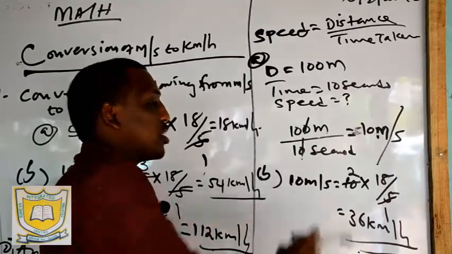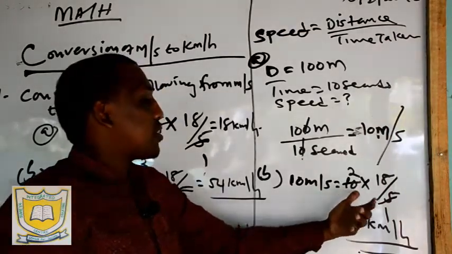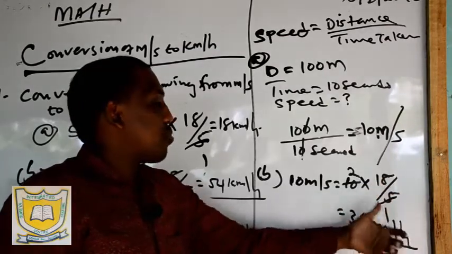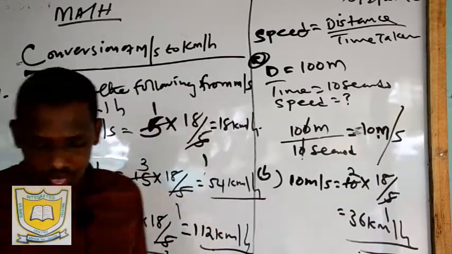Question B, you are told to change that one into kilometers per hour. So it is now 10 meters per second, and you change to kilometers per hour. Our formula was 18 over 5. So 5 times 1, 5 times 2, 18 times 2, you will get 36 kilometers per hour.